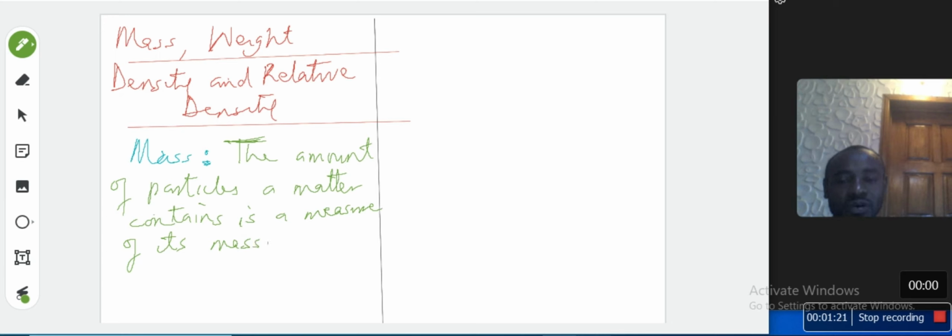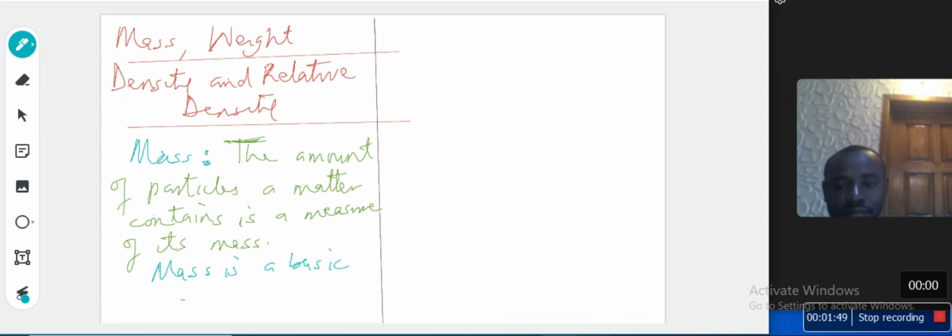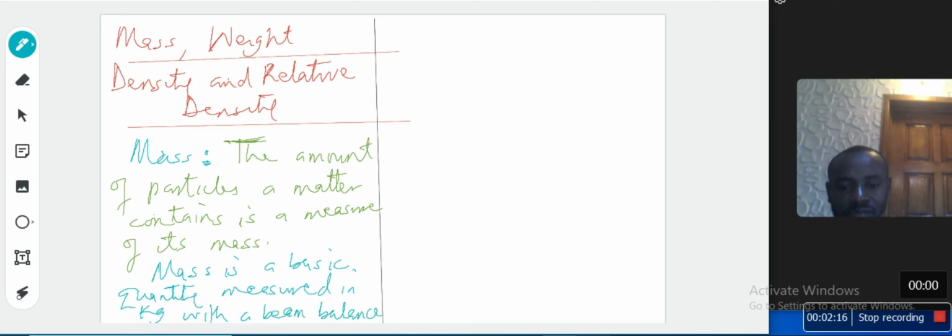Of course, mass is a basic quantity, isn't it? Mass is a basic quantity measured in kilograms, with an instrument, or maybe you could just say with a beam balance, for instance. A scale, but it's better to use, say, a beam balance. All right, that's about mass.